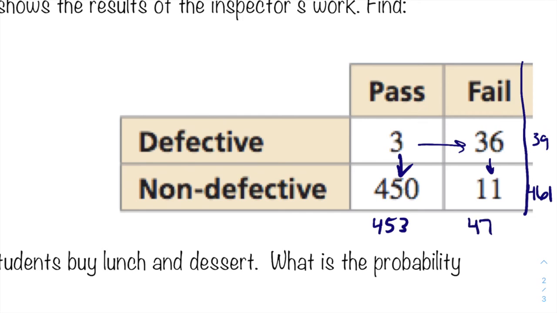You want to make sure you are looking at that and you're totaling those up both ways. And you can also double check. The combination here and the combination over here should be the same. 453 and 47 is 500, but 39 and 461 is also 500. The 500 really doesn't mean anything, but you just want to make sure you added them right. Whether you're adding one way or the other, the totals should be the same.